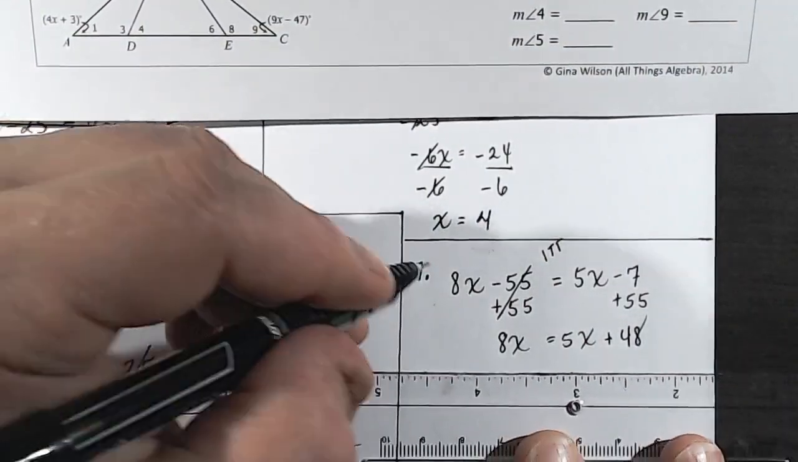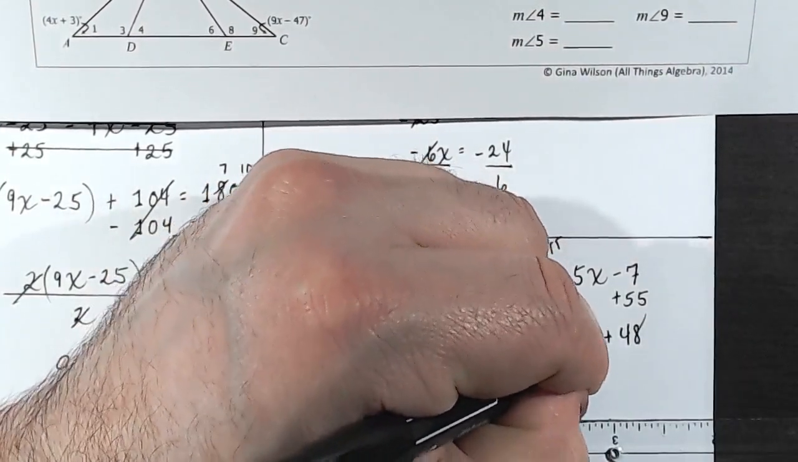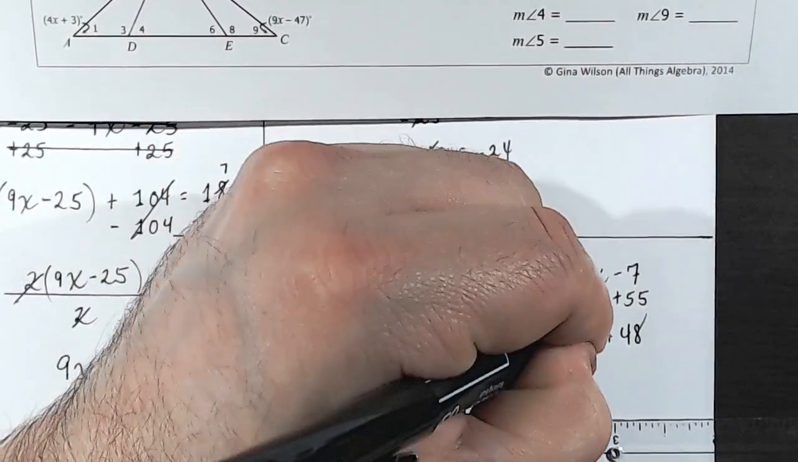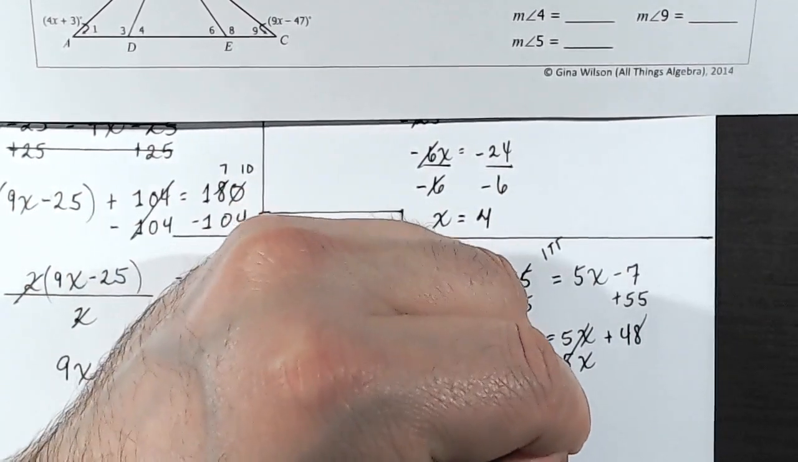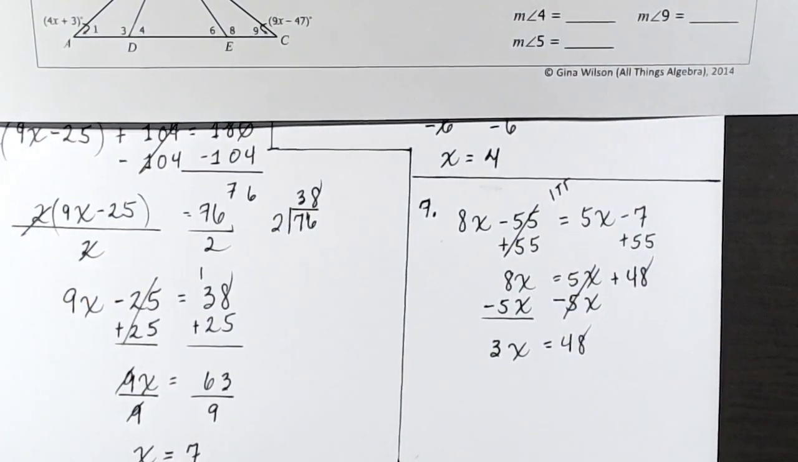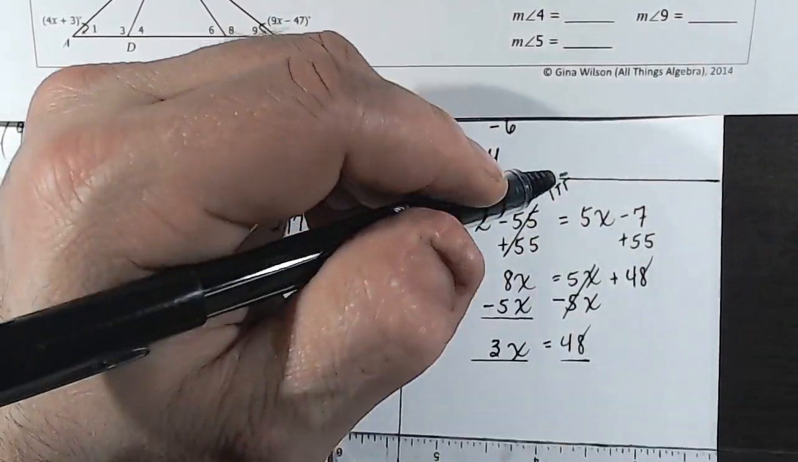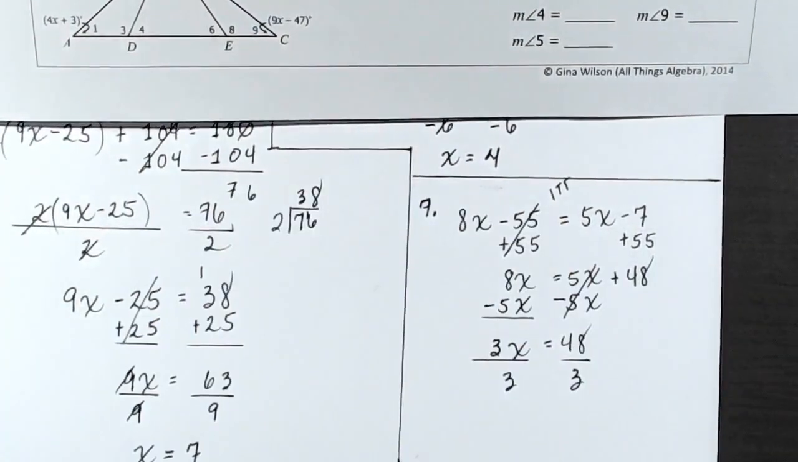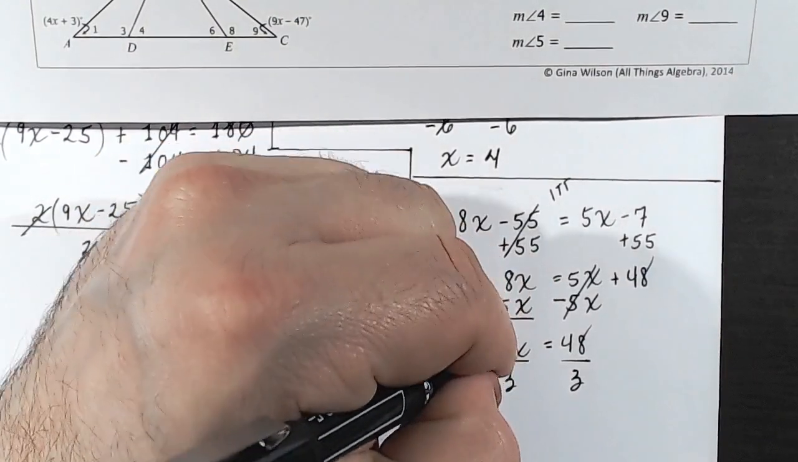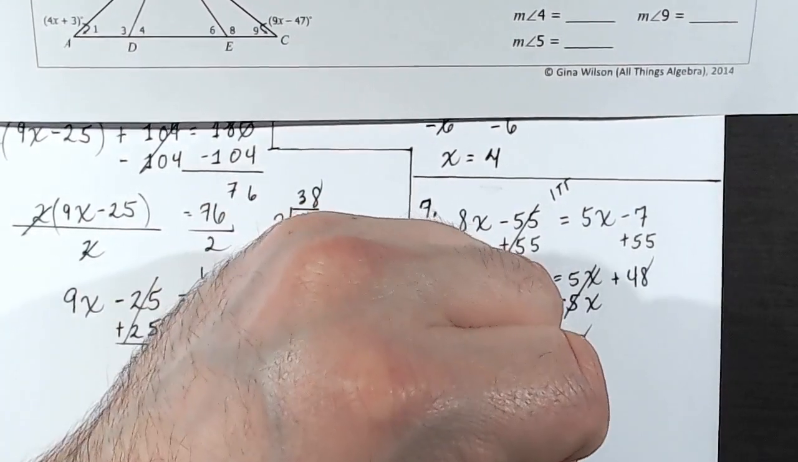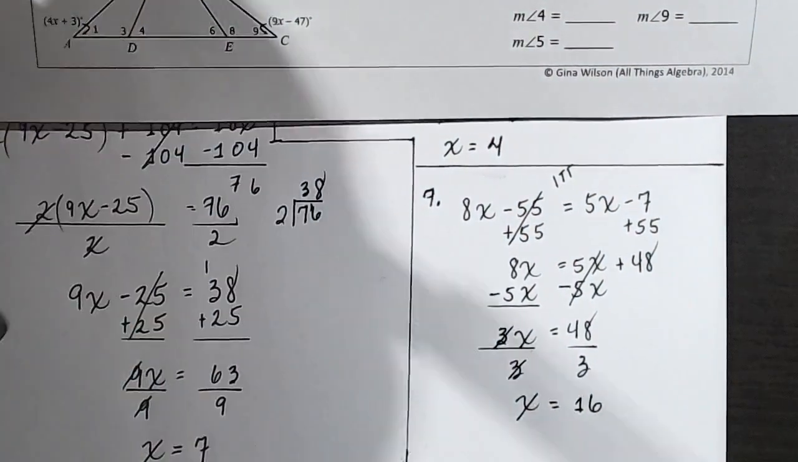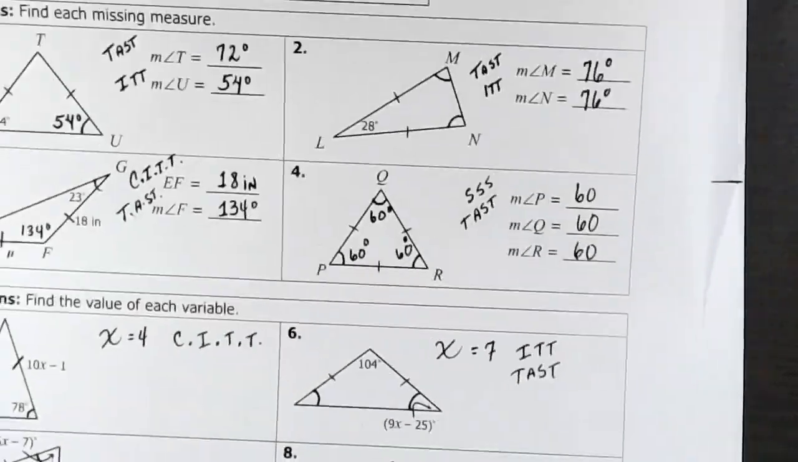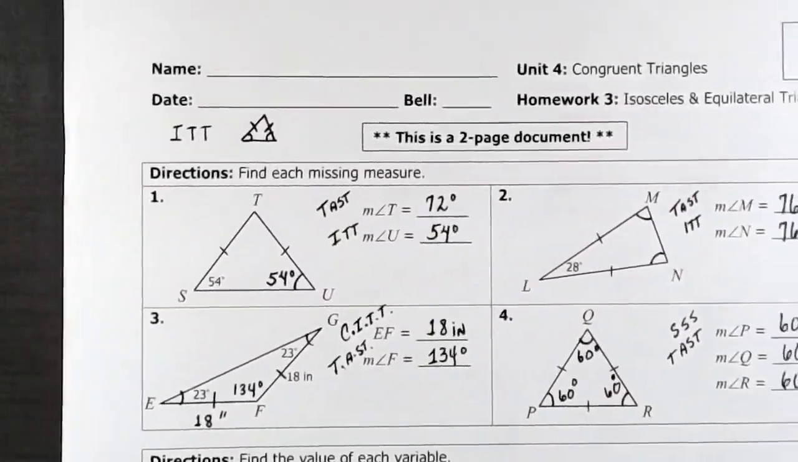And now I can subtract 5x from both sides to get these terms combined. And I've got 3x equals 48. Okay, well 48 is divisible by 3 because 4 plus 8 is 12. So we'll divide both sides by 3. The way I think about it is if 48 divided by 6 is 8, then 48 divided by 3 must be double 8, which is 16. So x equals 16. All right, that's by the Isosceles triangle theorem. X equals 16.